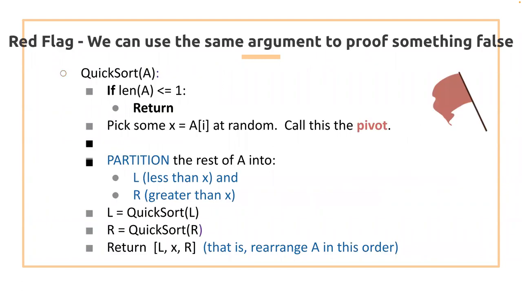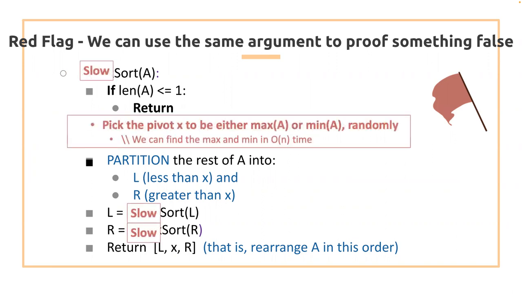But here's one way that you know the proof is wrong. I can use the same proof to prove that a wrong algorithm is just as fast as QuickSort. So how are we going to do that? I'm going to call this slow sort. The one thing I'm going to change is, instead of picking uniformly at random, I will, with probability 1/2, pick the maximum element, and with probability 1/2, pick the minimum element.